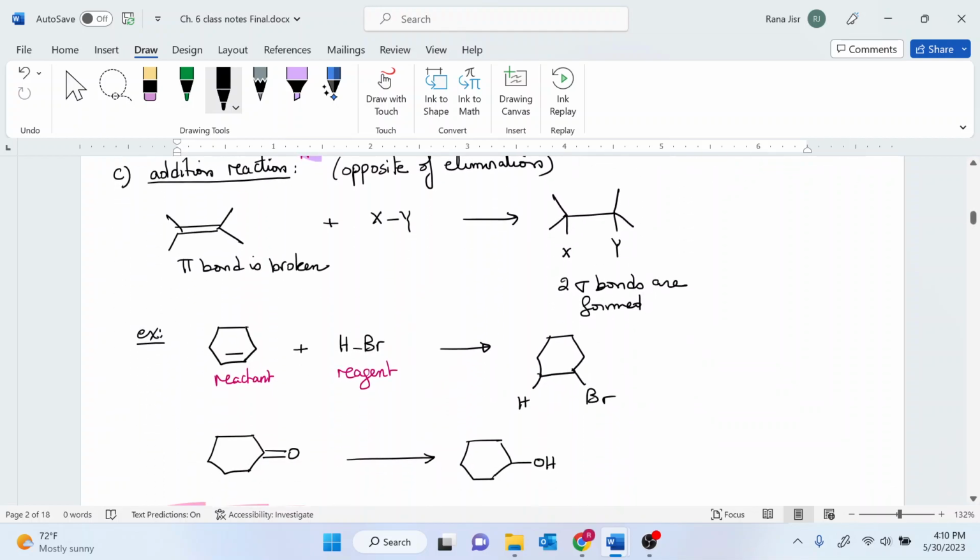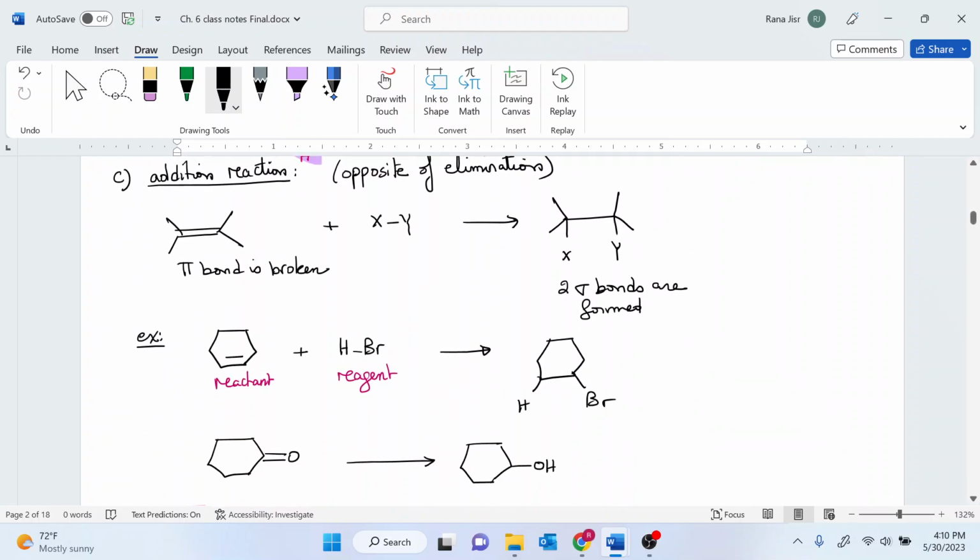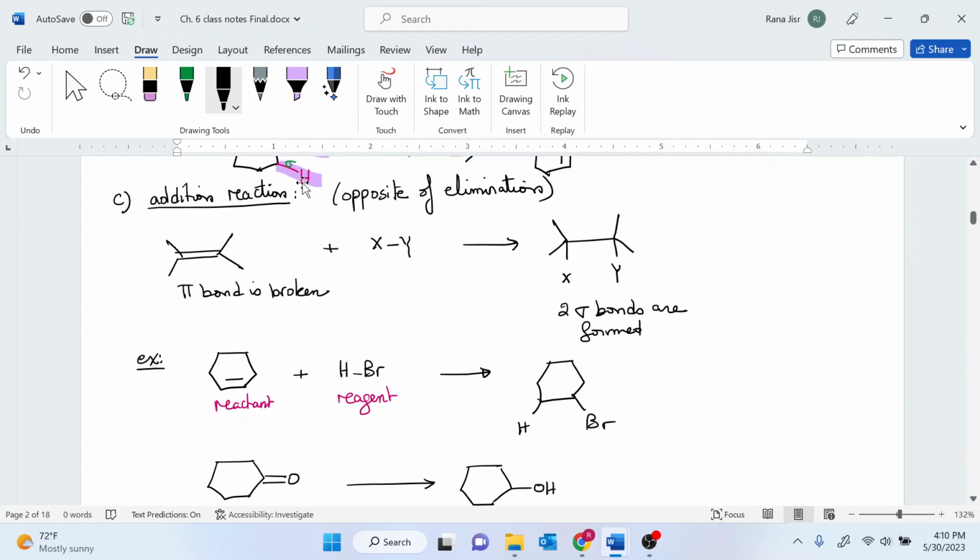A third type of reaction is the addition reaction. Addition means that this is the opposite of elimination. Addition is whenever you start with an alkene and then you add a reagent that has two components to the alkene. So you break the pi bond and you form two sigma bonds. This is called an addition reaction. Notice that your product does not have an alkene anymore, but what you did is you broke the pi bond and you formed your two new sigma bonds in there.